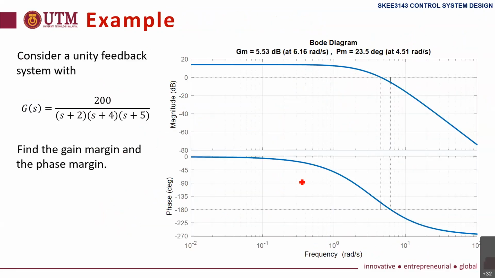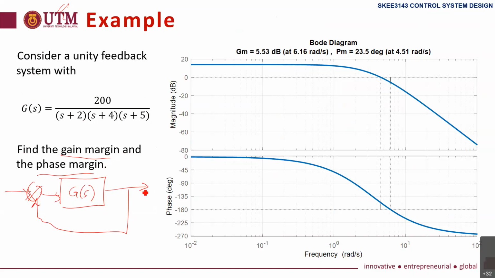Okay, let's see one example. Consider a unity feedback system with this transfer function, G(s). Find the gain margin and phase margin of the system. So how can we find the gain margin and phase margin?